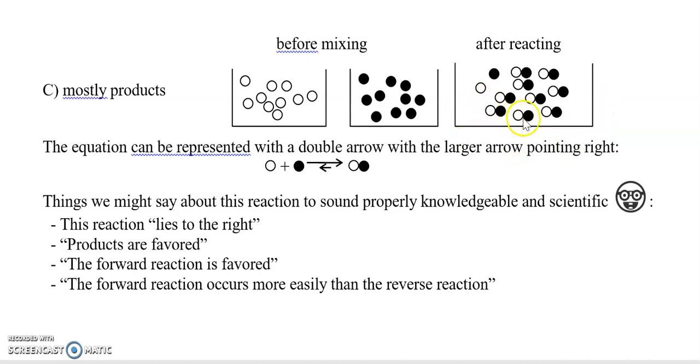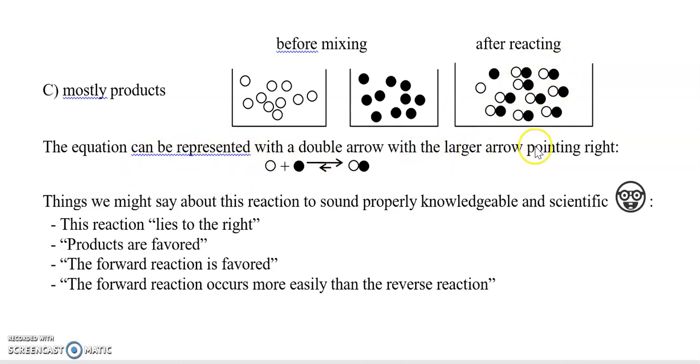So what you should have seen here is that this is mostly products. These are all product molecules. There's 9 out of 10 here, and there's only one of each of the unreacted molecules. So what would be the percent yield of this reaction? All right, good. That would be 90% yield because we could have 10 product molecules, but we only got 9.